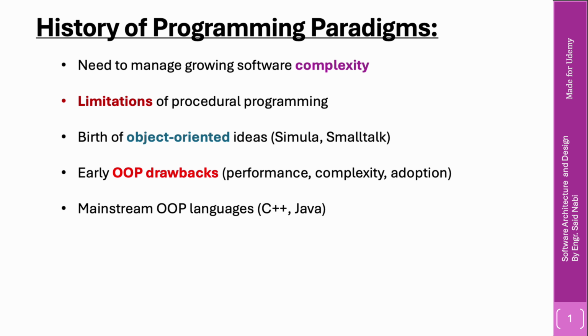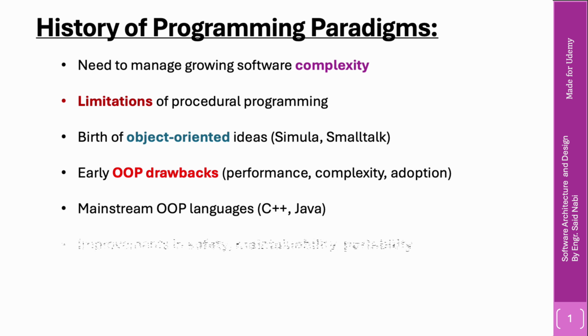Then the mainstream OOP languages came to the market. C++ brought object-oriented programming to existing C developers, while Java simplified object-oriented programming and made it safer. These languages improved code organization, supported large-scale systems, and encouraged reuse and maintainability. Object-oriented programming moved from labs to industry.